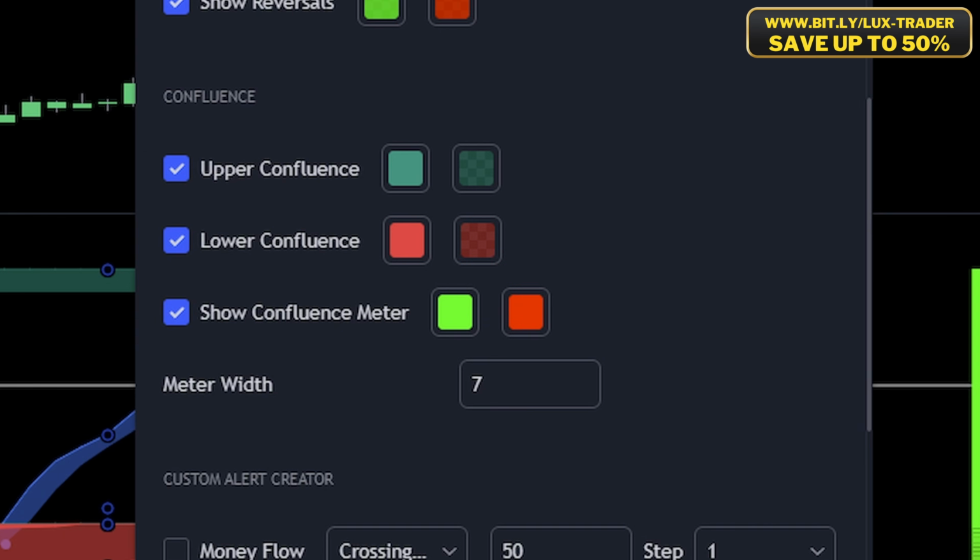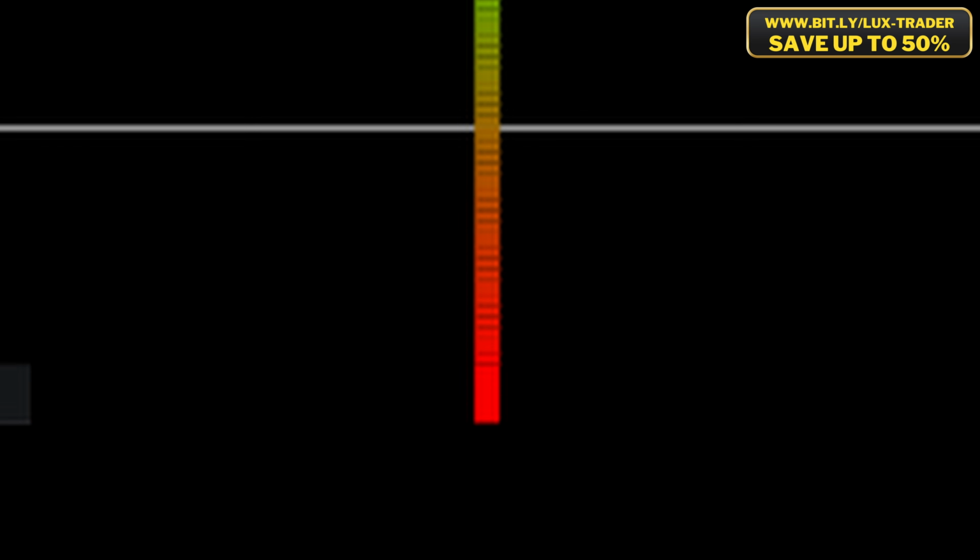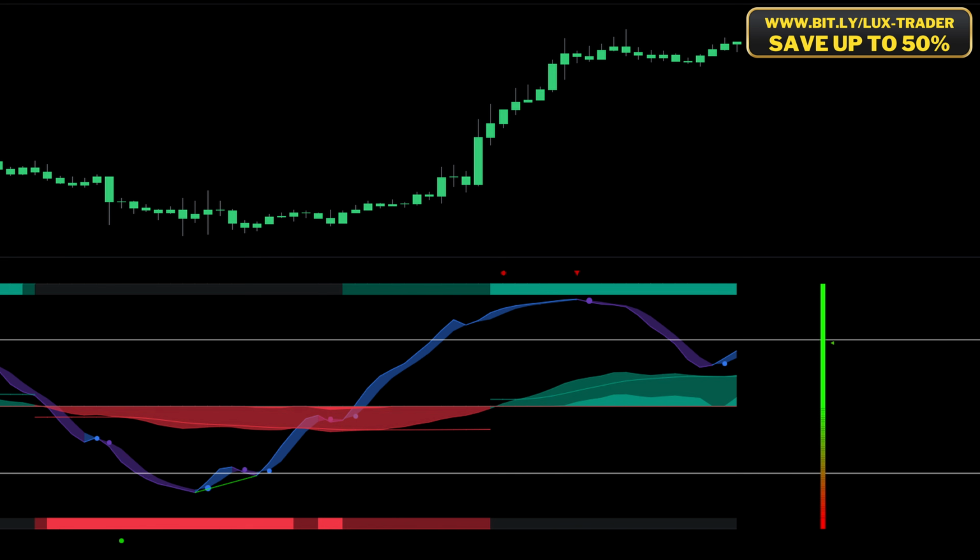Now for the last part of today's video, let's introduce one more very powerful tool, the Confluence meter. Imagine a dashboard that simplifies everything for you. This handy tool quantifies the alignment between various indications provided by the oscillator. It takes into account several elements: the trend indicated by the hyperwave relative to its signal line, the trend indicated by the hyperwave itself, the money flow trend, overflow conditions, and divergences.